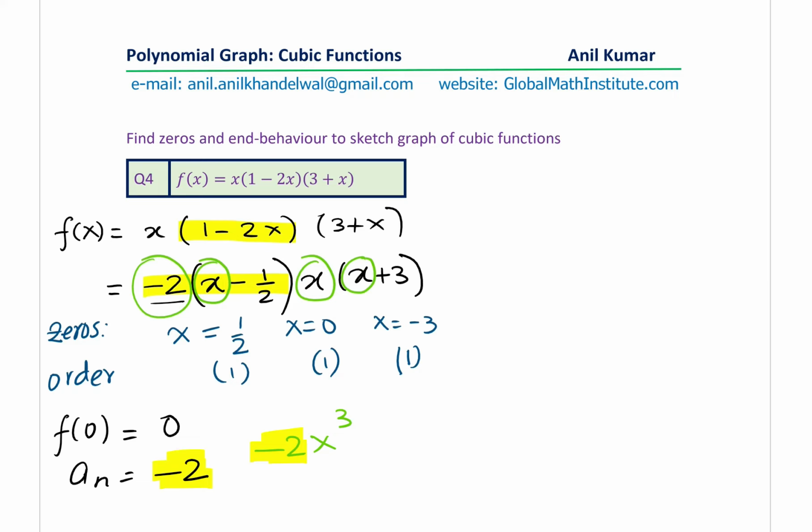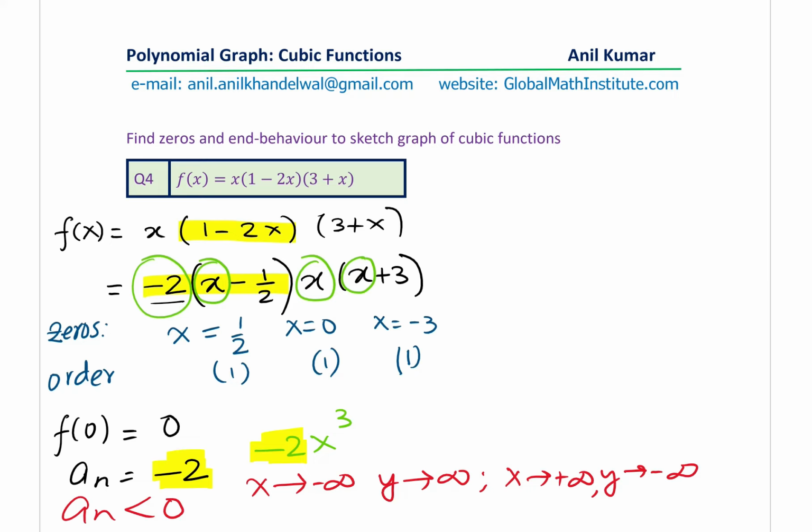So now we get an, the leading coefficient, which is less than 0. That means what? That means that when x approaches negative infinity, y approaches positive infinity. It reverses. And when x approaches positive infinity, y approaches negative infinity. Right? So we'll take this into consideration while sketching our graph.